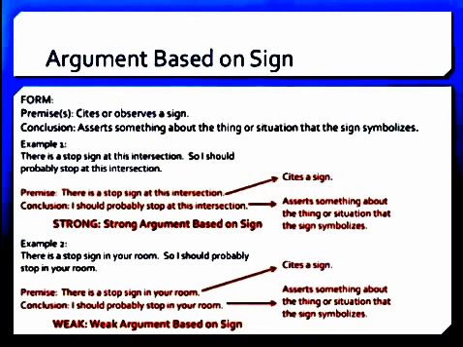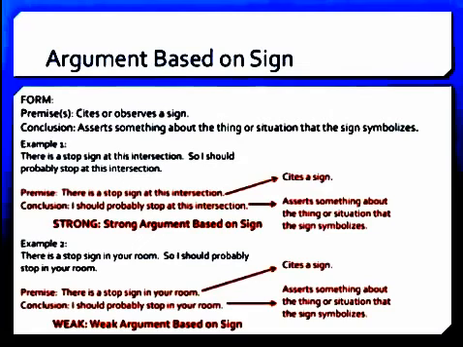There is a stop sign in your room, so I should probably stop in your room. Now this has the same pattern of reasoning going on as the first argument, which is why they're both arguments based on signs. The premise is there is a stop sign in your room, and notice how the premise cites a sign. The conclusion is, I should probably stop in your room.